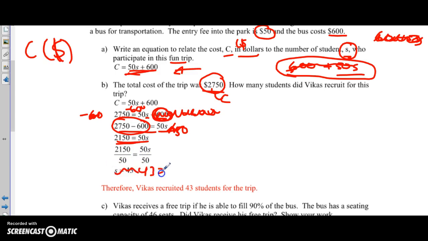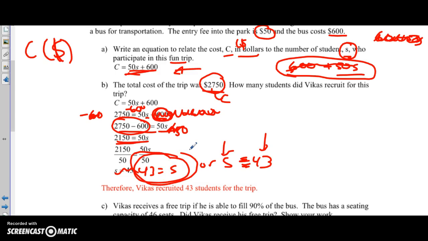So let's just keep the equal sign straight. This is 43, this is 50S divided by 50, 43 is equal to S, or S equal to 43. There's nothing wrong with saying 43 is S. Now we'd like to write the variable is equal to a number. It just makes more sense, right? S is equal to 43. But if your equations work out so you have 43 is equal to S as your answer, that's not bad. Just word it properly.